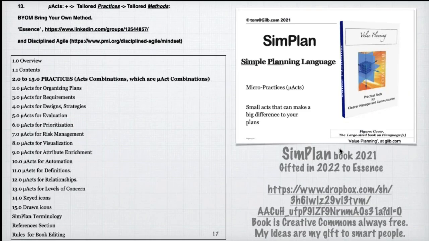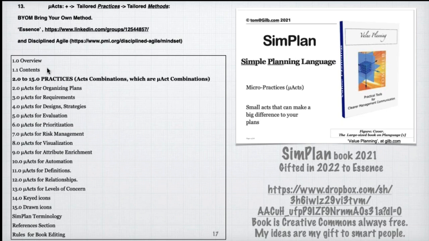Okay. Number 13, there's a gang called Essence, which is, strangely enough, trying to collect everybody's method, like Scrum, and put it in a database of all possible methods, and says, hey, pick your own method. Pick anything you like from various methods. Put together your own method. No license. It's all free. So I thought, that's a good idea. So I said, I will give you my method, my planning language. And so I wrote a whole book on it.